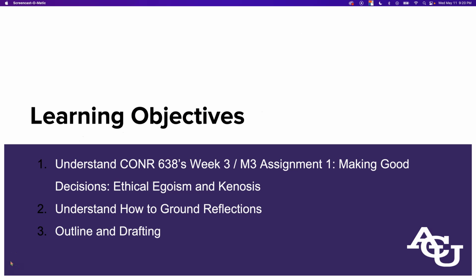So our first objective is going to be to understand the sample assignment that we're going to be discussing today, CONR 638, Week 3 or Module 3, Assignment Number 1, Making Good Decisions, Ethical Egoism and Kenosis. After that, we're going to talk about how to ground a reflection, to not just talk about something, but to make sure it is supported through a multiplicity of evidence, and that you are citing the literature and anecdote or personal experience, if you can, to buttress and support your argument. We'll finish with our normal outline and drafting, so let's go ahead and dive in.